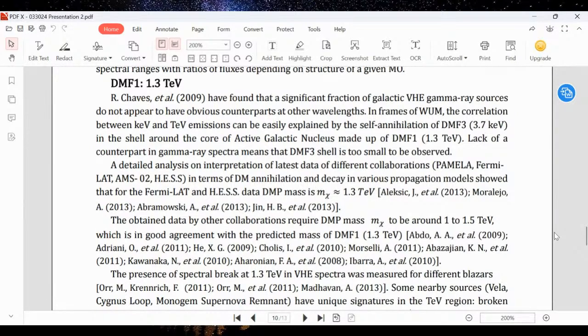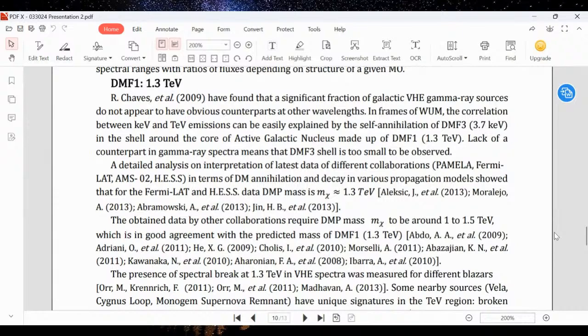A detailed analysis of interpretation of the latest data of different collaborations in terms of dark matter annihilation and decay in various propagation models showed that for the Fermi-LAT and H.E.S.S. data, the dark matter particle mass is 1.3 tera-electron volts.